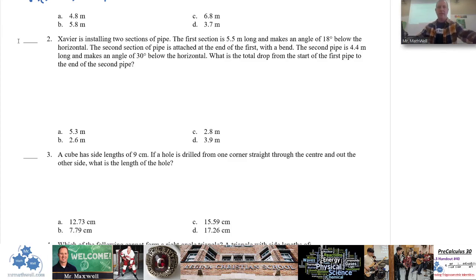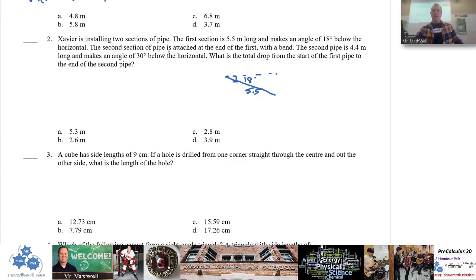Okay. Xavier is installing 2 sections of pipe. The first section is 5.5 meters long and makes an angle of 18 degrees below the horizontal. So here's the horizontal. 18 degrees below the horizontal would be right about here. Here's 18 below the horizontal. So it's a pipe that's going downward, looks like. And that's 5.5.